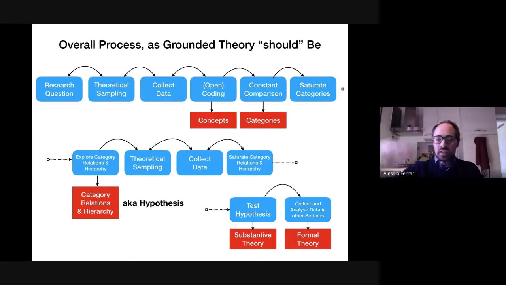So after interviewing other people, finally, you test the hypothesis. This is what I was saying in the previous slide. In this case, you are generating a substantive theory. So you compare your hypothesis with the new data that you have acquired, and also with respect to the existing data. And then you can pass to another setting and collect and analyze data. And if your theory gets established and you can show that it is grounded also on those data, it becomes a formal theory.